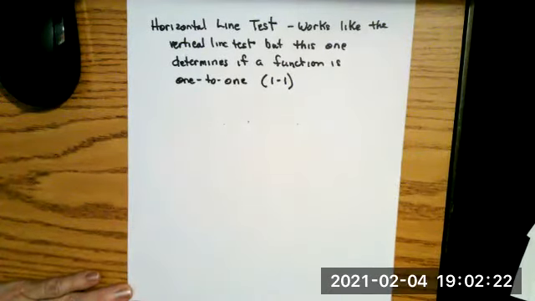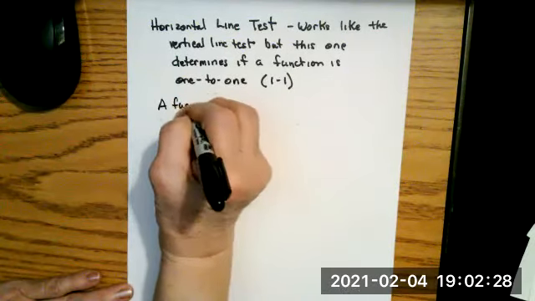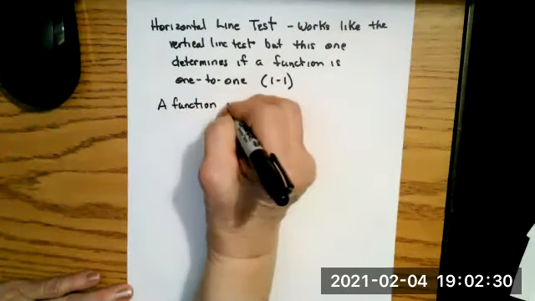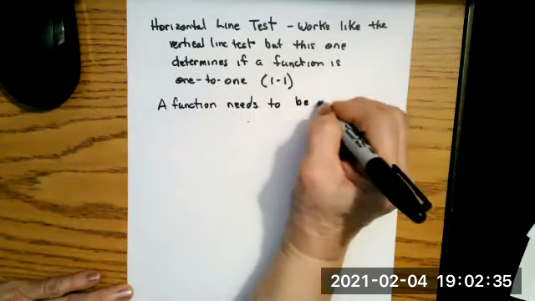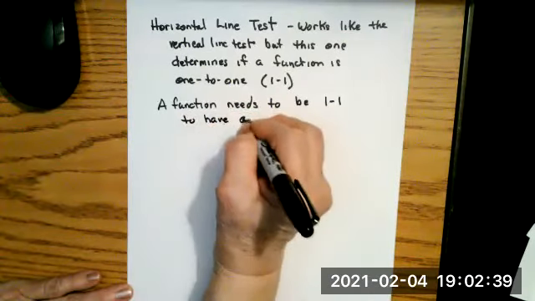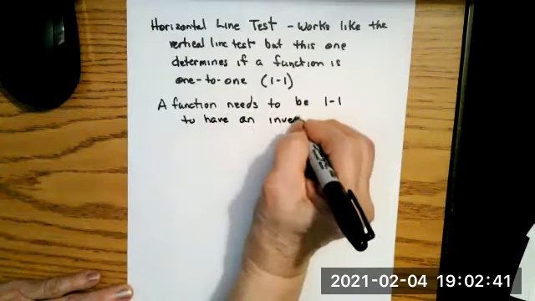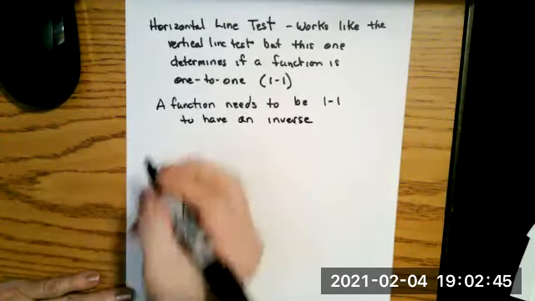And a function needs to be 1 to 1 so that it has an inverse. A function needs to be 1 to 1 to have an inverse. Okay, so let's look at some.